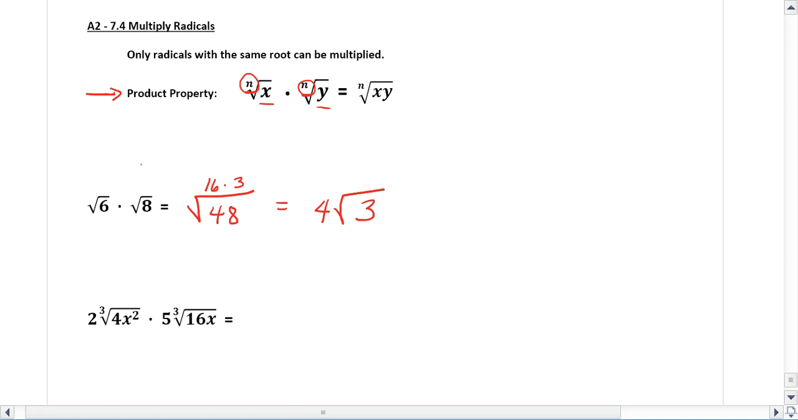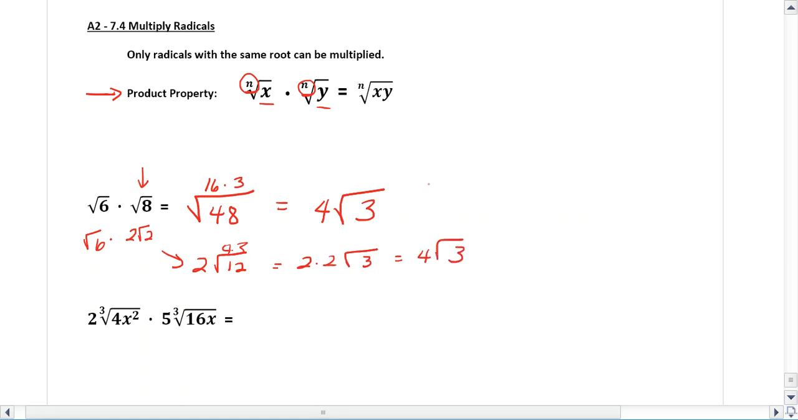Some people prefer to simplify first before they multiply. If you noticed right here that you had a square root of 4 in there, you could take that out and write this as 2 square root 2. And then if you had square root 6 times 2 square root 2, that would give you 2 square root 12. Well, 12 has a 4 in it. And so that 4 would come out as 2, and then you'd have a couple 2's in front. So you'd still get to the same answer.